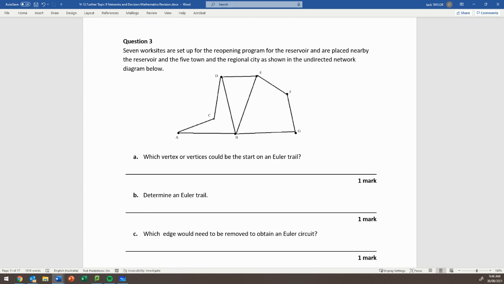All right. 7 work sites are set up for the reopening program for the reservoir and are placed nearby the reservoir in the 5 town and the regional city as shown in the undirected network diagram below. Which vertex or vertices could be the start of an Euler trail? So with an Euler trail, you need either all even or 2 odd vertices. And if we are finding an Euler trail, we want to start at one of the odd vertices. So in this case, we could start at either D or E because they are the 2 odd vertices in this network.